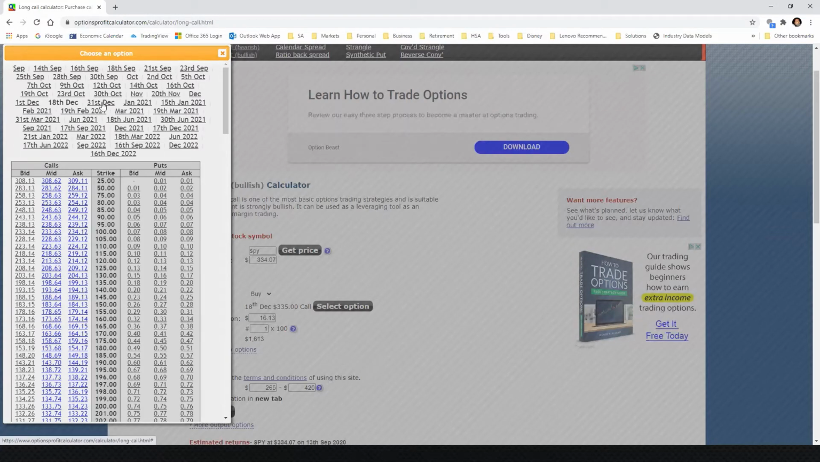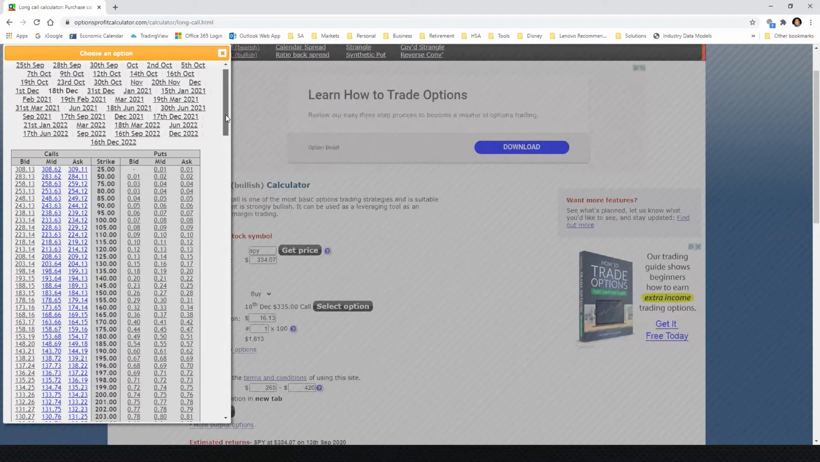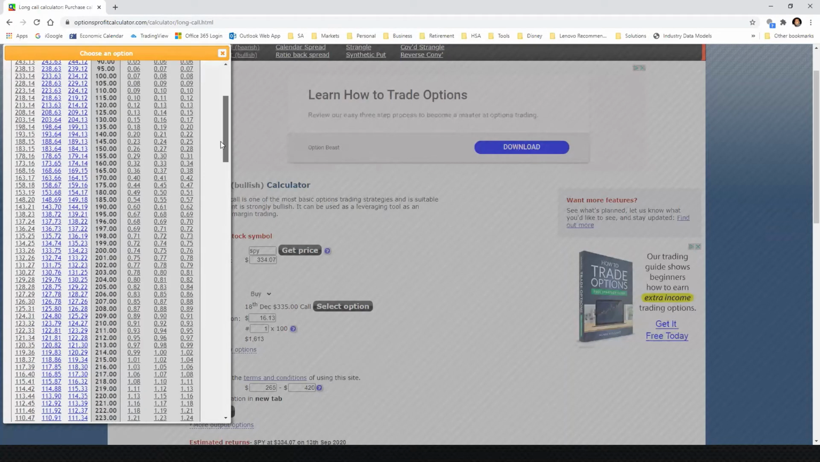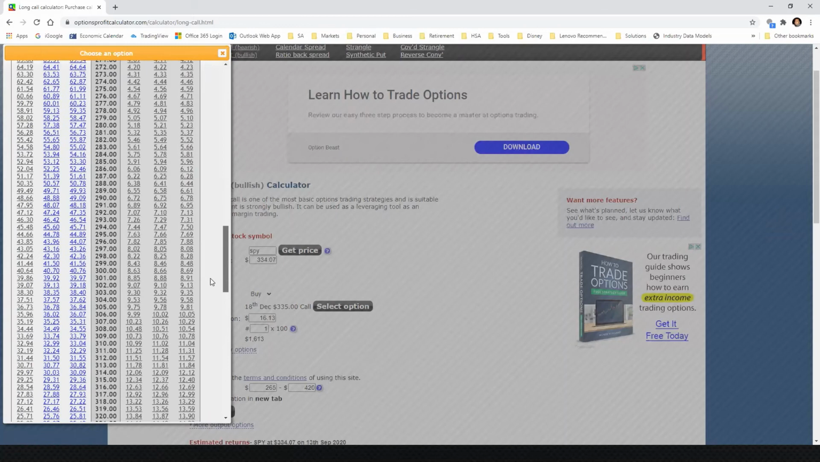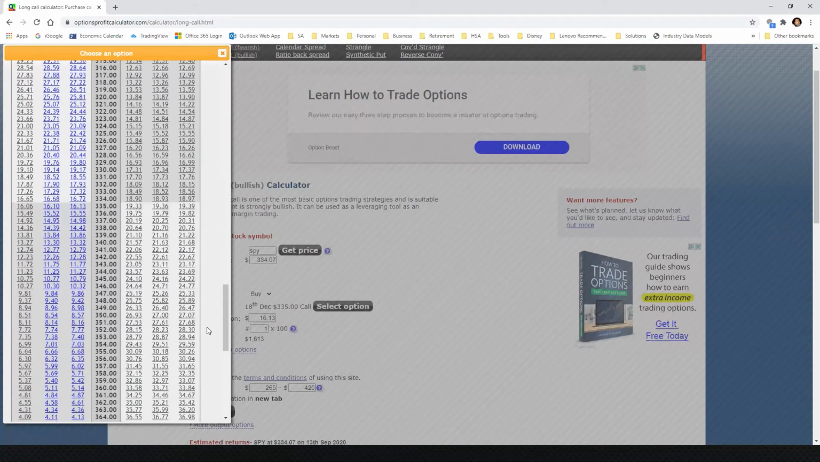So let's say I want to pick 18th December, right? That's what I have selected here. 18th December is probably the third Friday in December, but those are the monthly options. Come down here close to at the money. What I want you to see is this is 334, close to the stock price, 334. This is at the money.